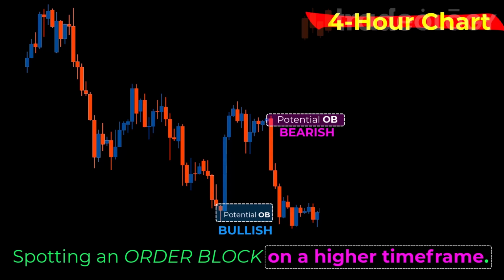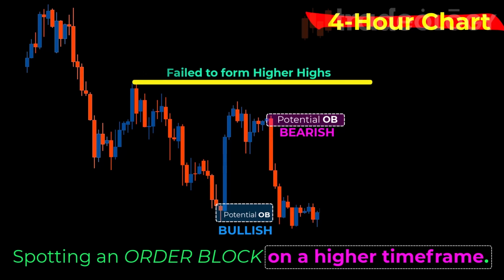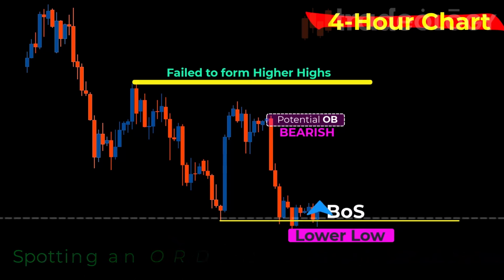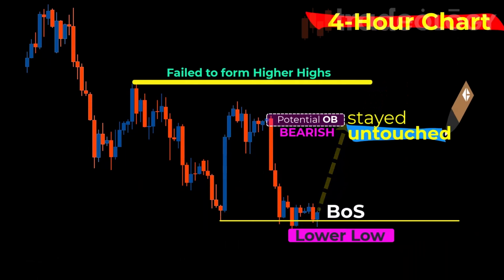But hold up, we've got to check if they're actually valid. For the bullish block, the price did push upward with inefficiency, but there was no real break of structure. Plus, it already got retested, which means it's no longer unmitigated. On the flip side, the bearish block made lower lows, broke structure and stayed untouched. That makes the bearish block the valid one.